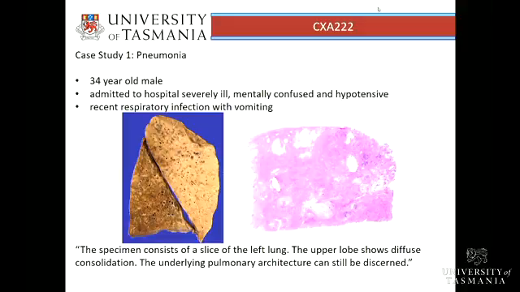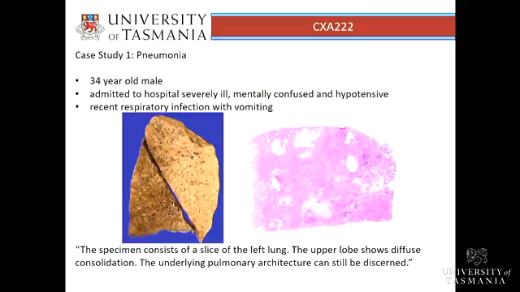Right, so this is our first case study. This patient was a 34-year-old male. No, was, because they've moved on with their life now anyway. A 34-year-old male, admitted to hospital, severely ill, mentally confused, hypertensive, and they had a recent respiratory tract infection with vomiting. On x-ray there was consolidation in the lung and they ended up removing a section.